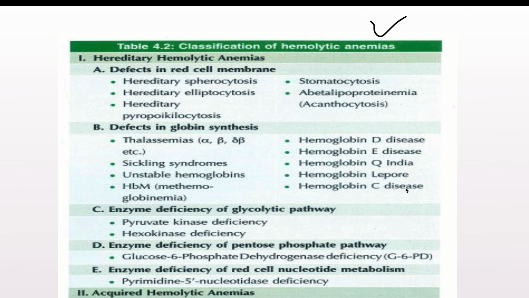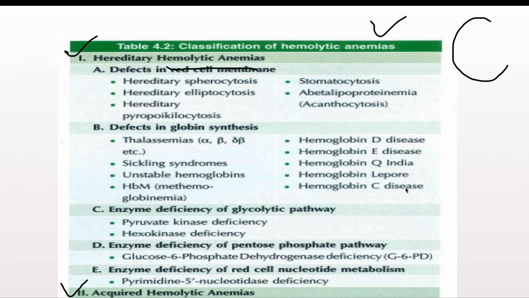Now in classification, firstly, hemolytic anemia can be classified into hereditary hemolytic anemias, okay. Then secondly, into acquired hemolytic anemias. We will discuss firstly the hereditary ones, then we will go to the acquired ones. I am not discussing each and every disease over here, it will be discussed in the subsequent videos, just giving you a brief idea. So in hereditary hemolytic anemia, there can be defects present in the red cell membrane, okay.